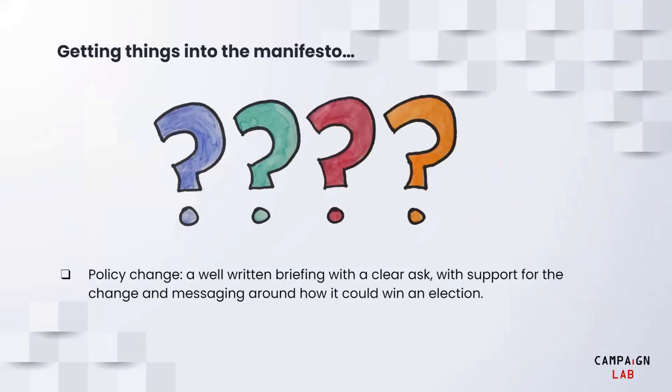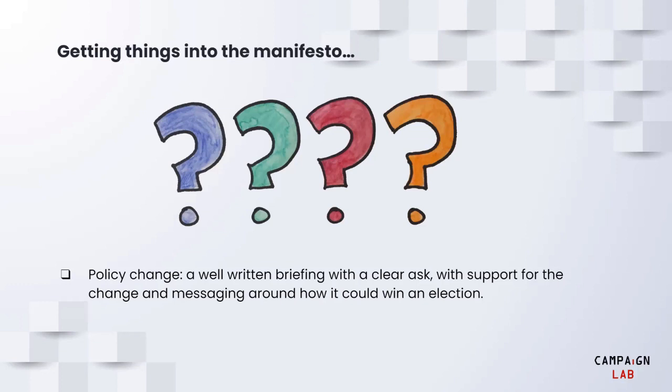I think, as Rahul said to me before this call started, the deadline's probably passed for this, largely. However, if you are seeking policy change or a manifesto commitment, you just need a very well-written briefing with a clear ask, with a clear indication of the public support for the change, and messaging that could in some way be helpful in an election, or at least not unhelpful in an election. Another approach is, if it's a very small change, you make it as technocratic as possible and you slip it in.